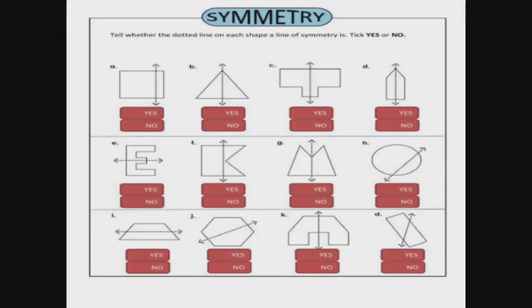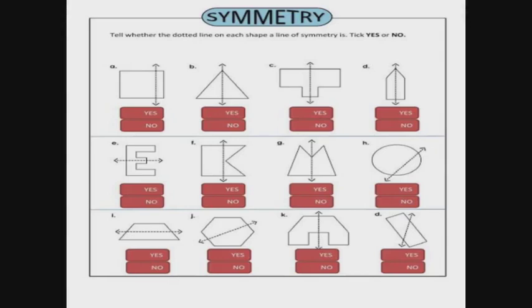F. No, this is not the line of symmetry. The line of symmetry should cut horizontally through the midpoint. G. Is that the line of symmetry? Yes. H. Is that the line of symmetry? No. The line of symmetry for a circle must cut through the middle of the circle. Also, the circle has infinite lines of symmetry.